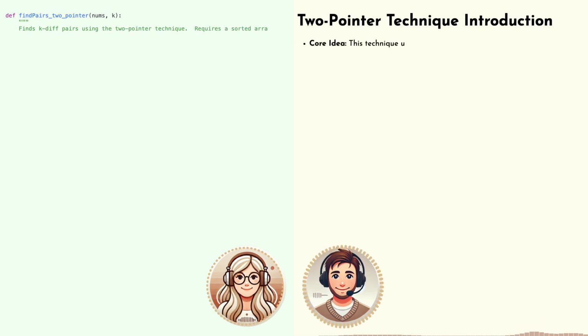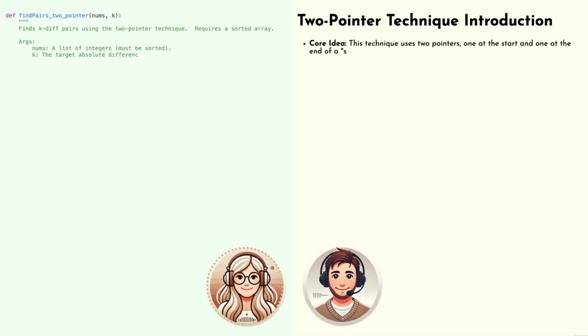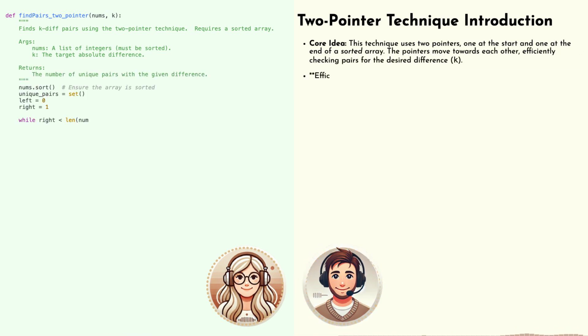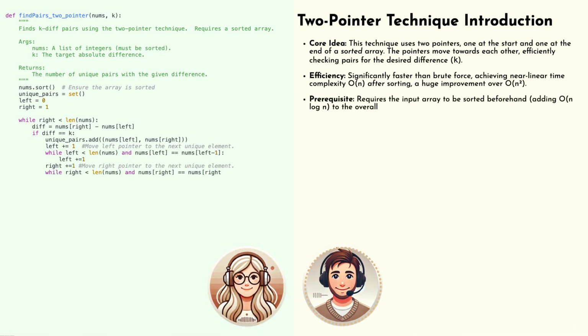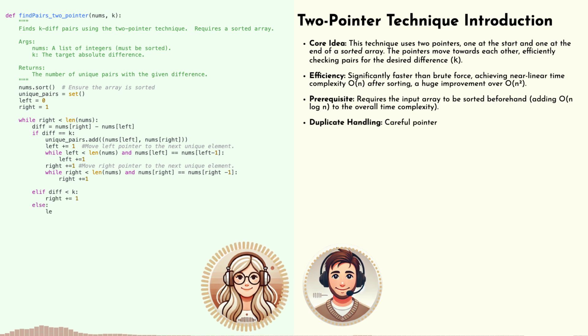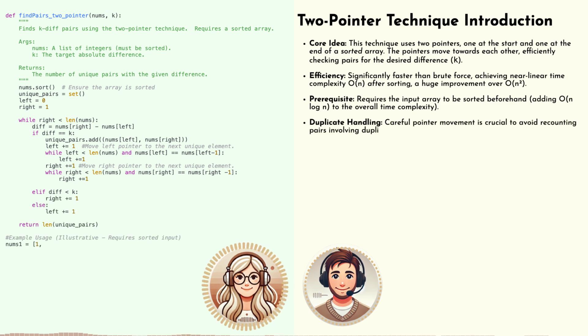A sorted array. Let me think. If the numbers are in order, we wouldn't have to jump back and forth so much, right? Maybe we could strategically eliminate some comparisons. I'm thinking we need a smarter way to navigate through the array. You're on the right track. What if instead of checking every single combination, we could use 2 pointers to guide our search? Kind of like 2 fingers scanning through the list?